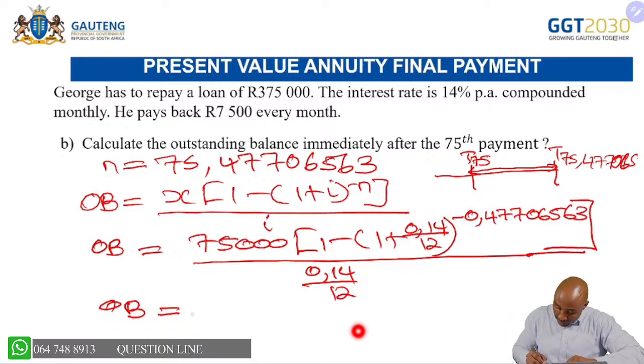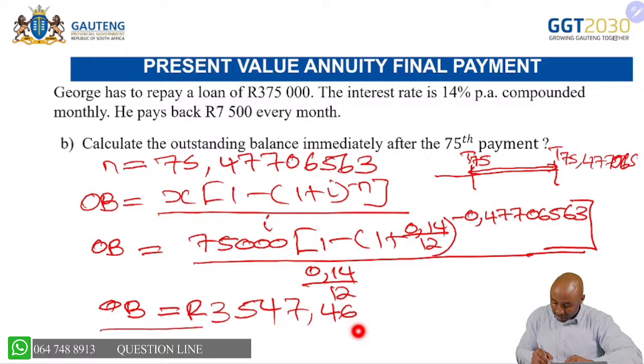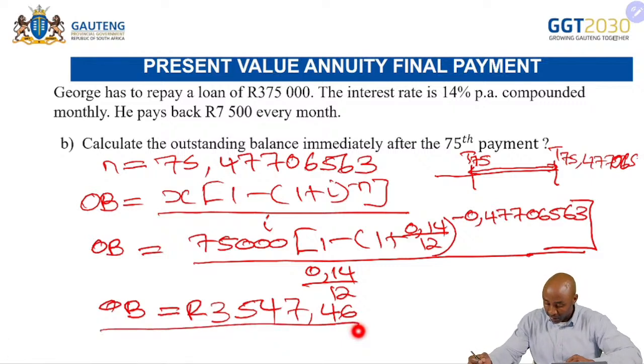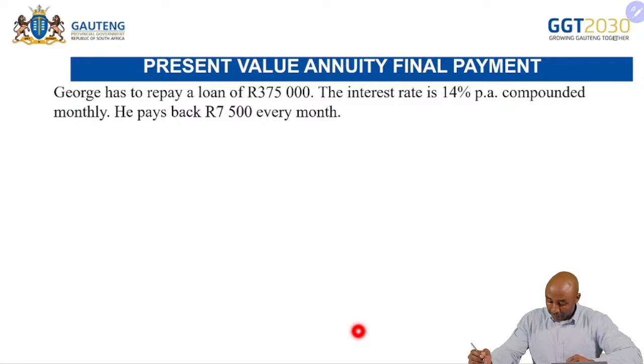Now we should get 3,547.46. That's the outstanding balance immediately after making the 75th payment. Now we want to calculate the final payment, which is the last payment that will be made.